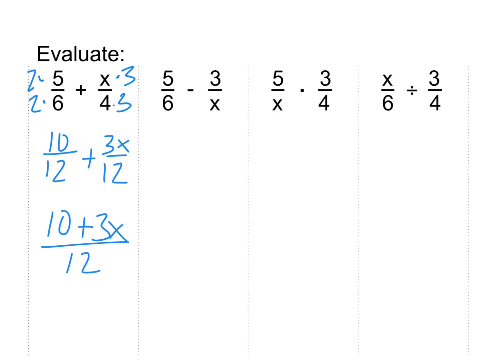Now for the second one, for doing the subtraction, we again need to start the same way. We need to get a common denominator. But 12 will not help us as a common denominator in this case. I have one that's a 6 and one that's an x. The only way I can get a common denominator in that sort of situation is by actually multiplying them by each other. So that means I'm going to make both denominators 6x.